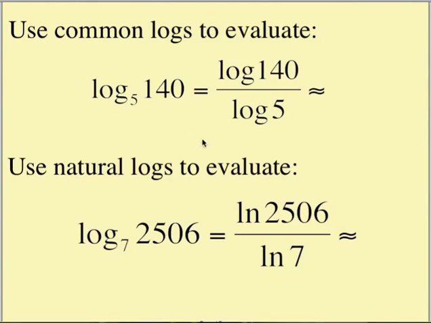So it says use common logs to evaluate log base 5 of 140. So log base 5 of 140 can be separated to be log of 140 divided by log of 5. Just type that into your calculator to get the result. And then if it said to use natural logarithms to evaluate, that means we're going to use the ln button. Logarithm base 7 of 2506 would just be natural log of 2506 over natural log of 7.